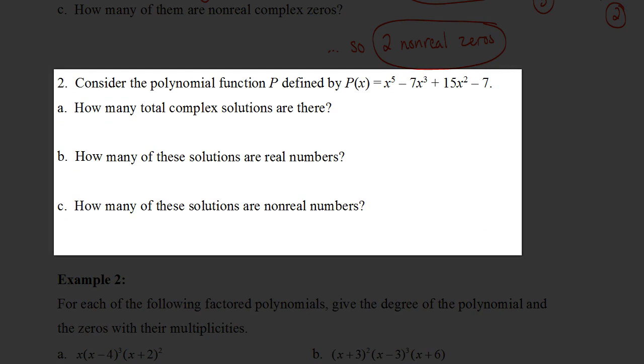Okay, I want you to try this now on this next problem. I want you to answer these 3 questions, and do this on your own. Again, you'll need a graphing calculator. So go ahead and pause the video at this point and hit play when you're ready to check to see if you have the correct answer.